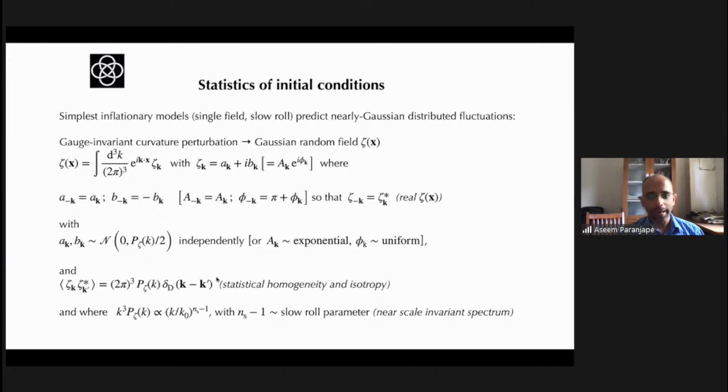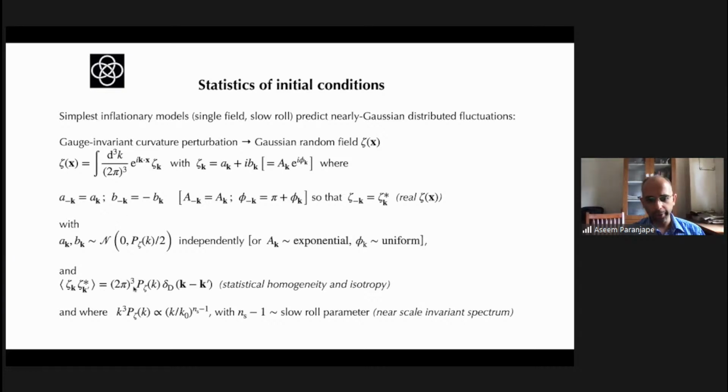Okay. And also this particular structure, the fact that there is a Dirac delta in k minus k prime, and there is a magnitude of k appearing in P zeta, this is the statement that there is statistical homogeneity because of this Dirac delta, and also statistical isotropy because this P zeta depends only on the magnitude of k. Okay, so these things, if you don't understand, you can ask me later. These are very standard things about Gaussian random fields.